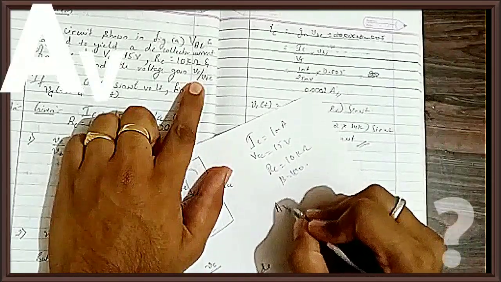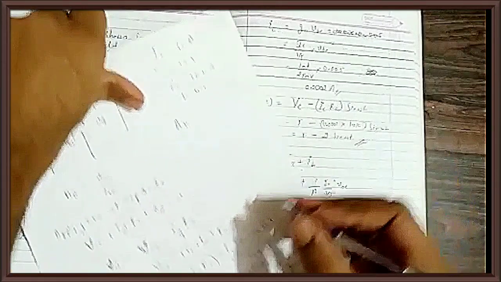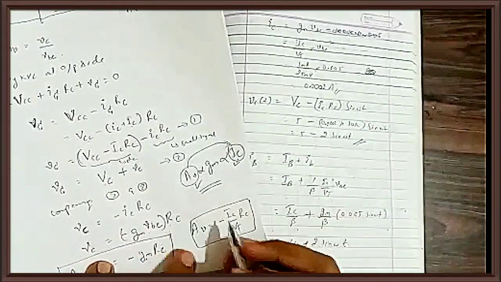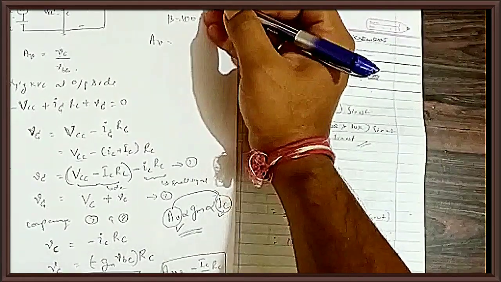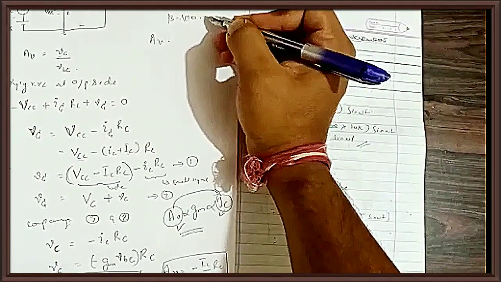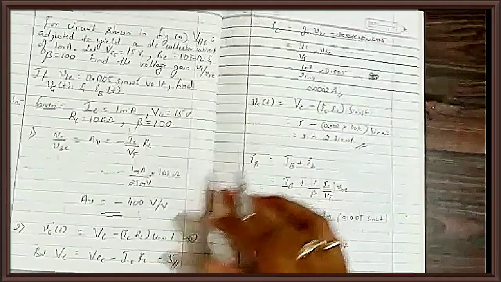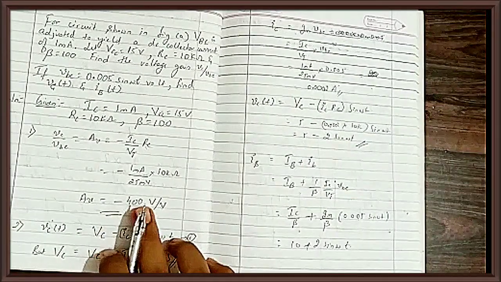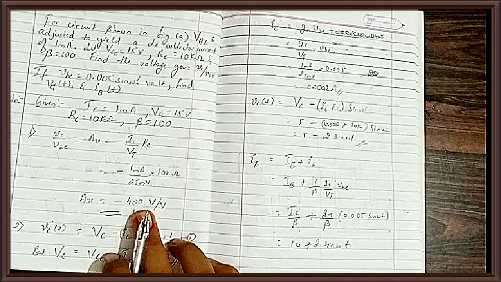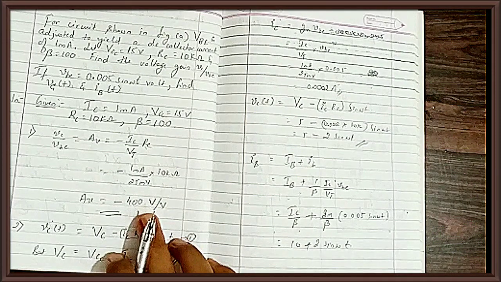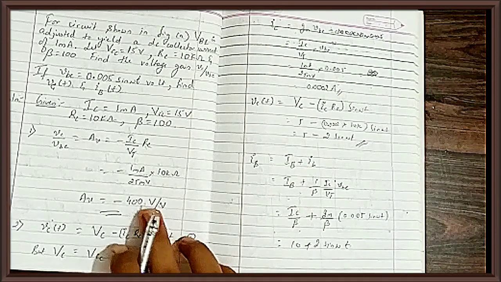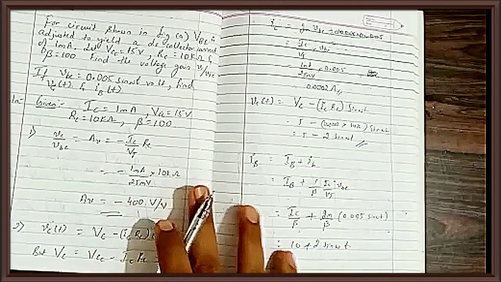What is AV? As you all know, I have right now derived AV: IC divided by VT into RC. Do I know IC? Yes. Do I know VT? Yes. Do I know RC? Yes. So what will I get AV directly as? It is minus 400. There is no unit for voltage gain because it is voltage by voltage. I am writing it as V by V, even if you don't write this, it is fine.